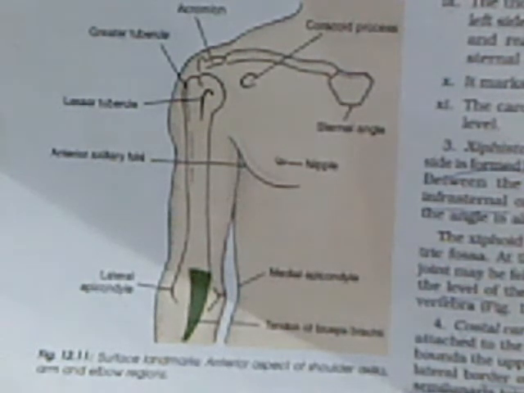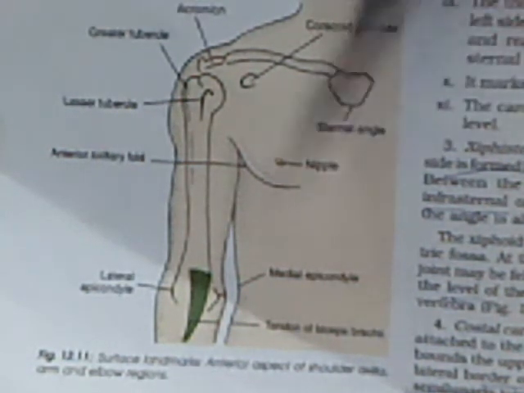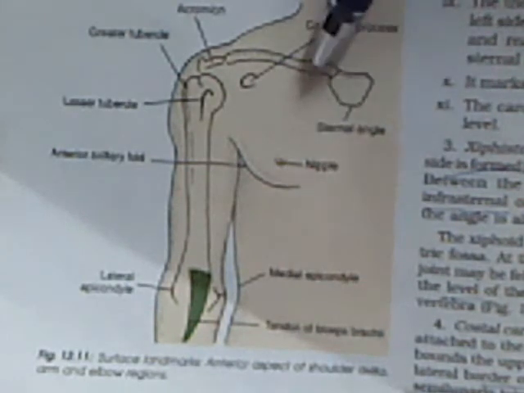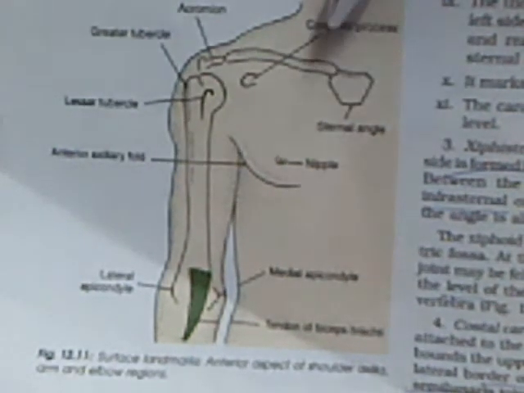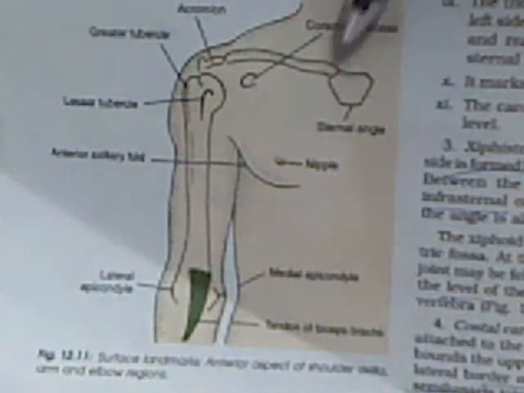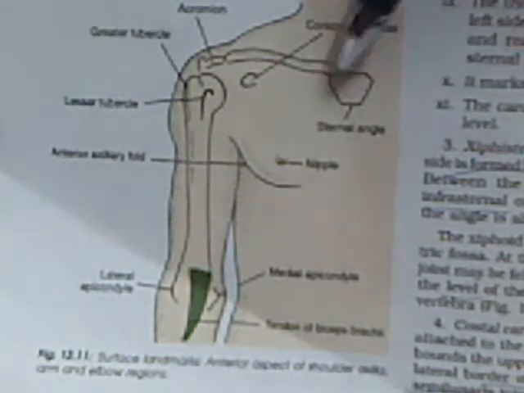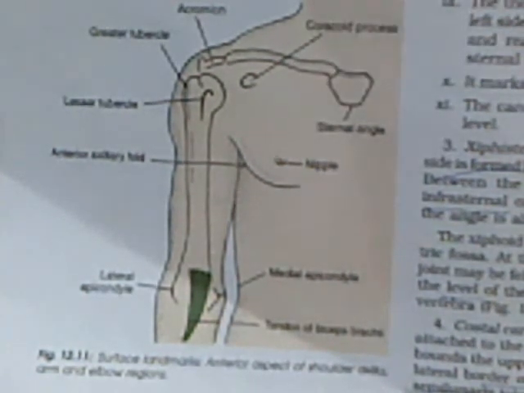The azygos vein arches over the root of the right lung and opens into the superior vena cava. So the azygos vein is going to arch over the root of the right lung, and it opens into the superior vena cava at this plane, the plane of the sternal angle.